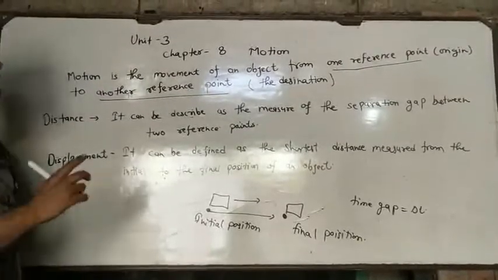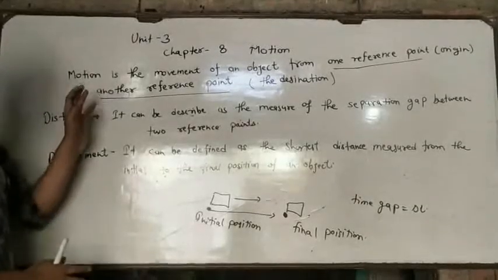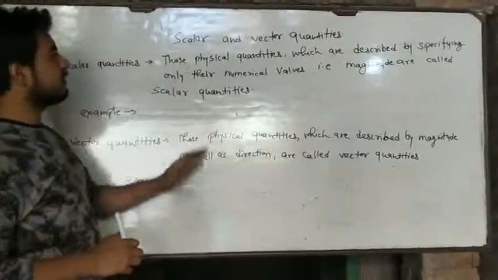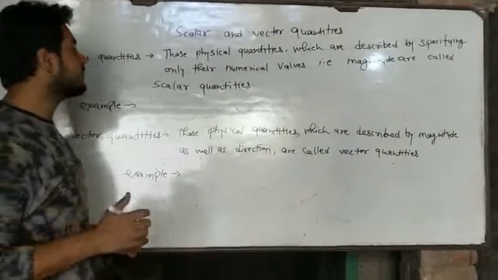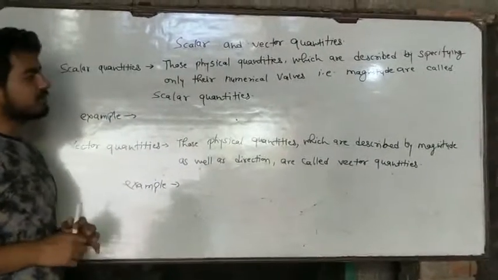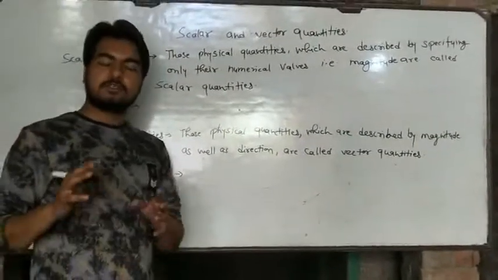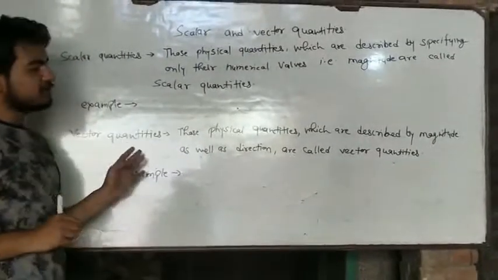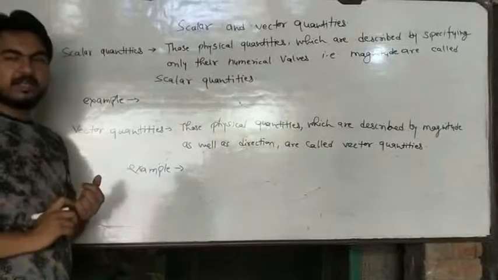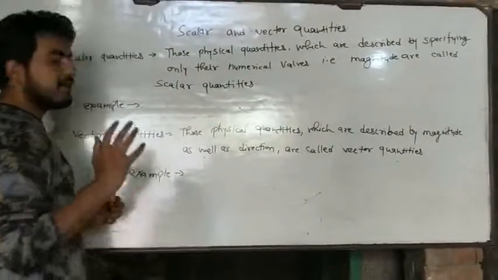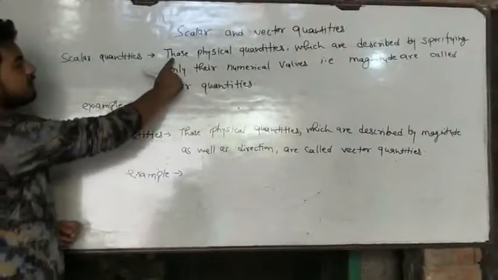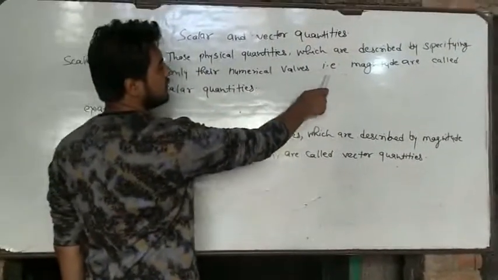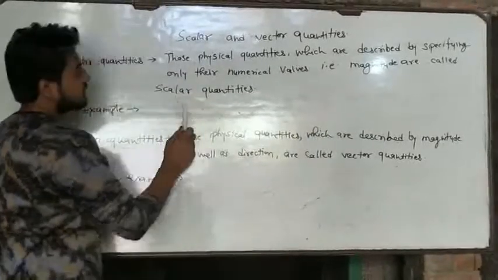Now pause the video, take a screenshot and note it down. Scalar quantities and vector quantities. What are these? Scalar quantities are those which have only magnitude, not direction, and vector quantities have magnitude and direction. The definition: those physical quantities which are described by specifying only their numerical values, that is magnitude, are called scalar quantities.